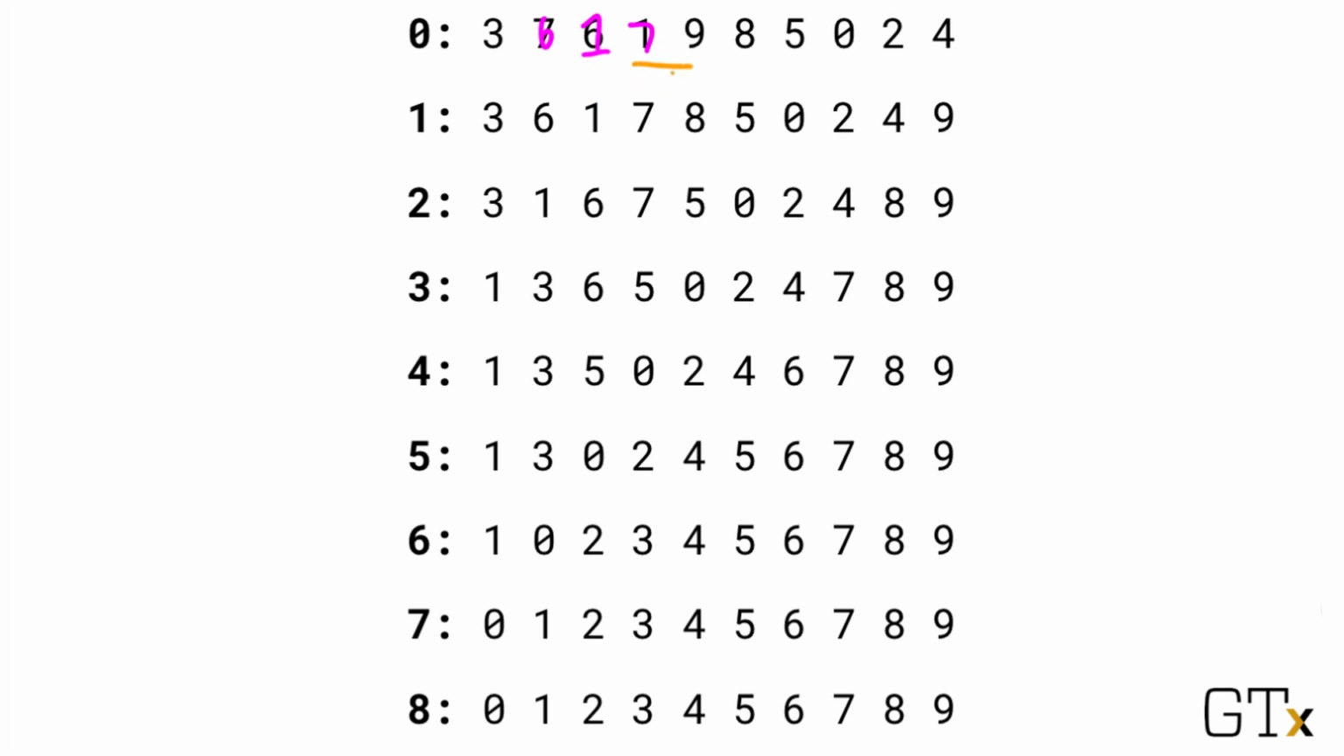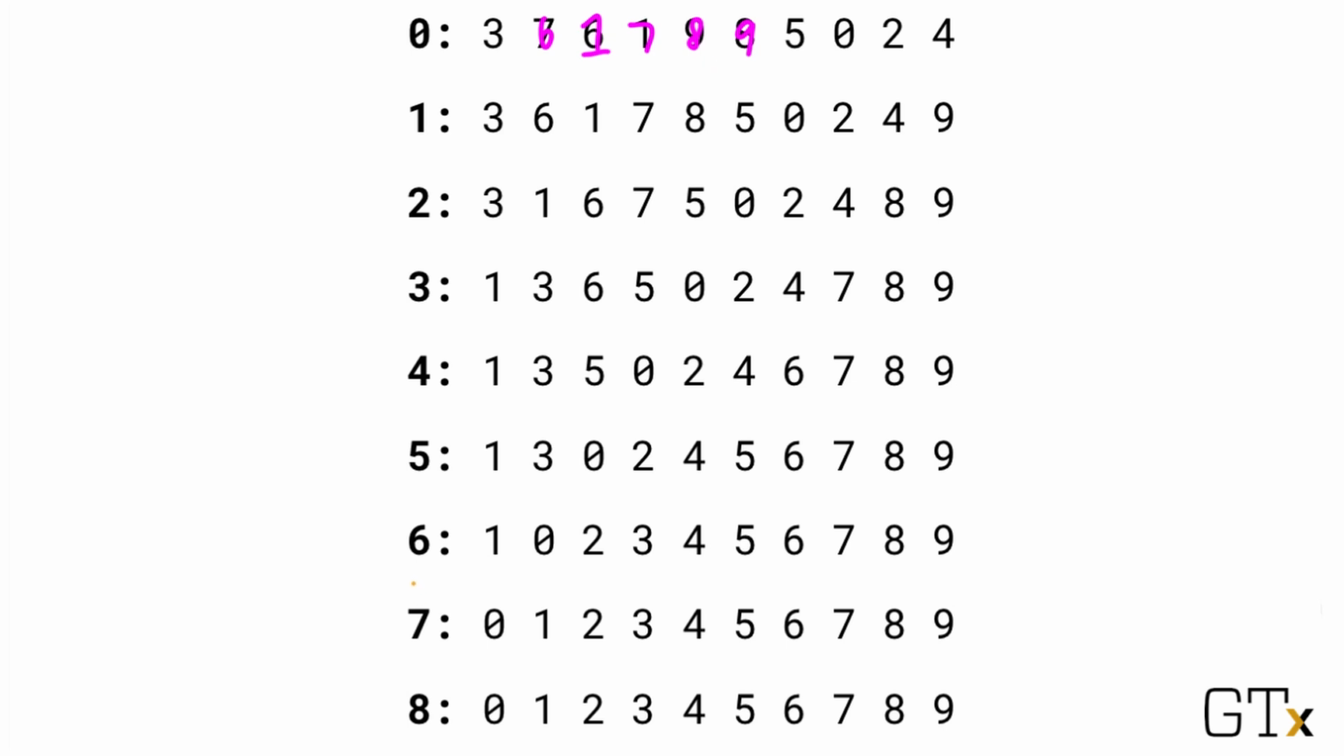We now compare 7 and 9, and sure enough, 7 is in the right location relative to 9, so they don't switch. And that's why we see 7 in that spot in the next row. We then compare 9 and 8. They are in the wrong order, so we flip them. And so that's where 8 is next.